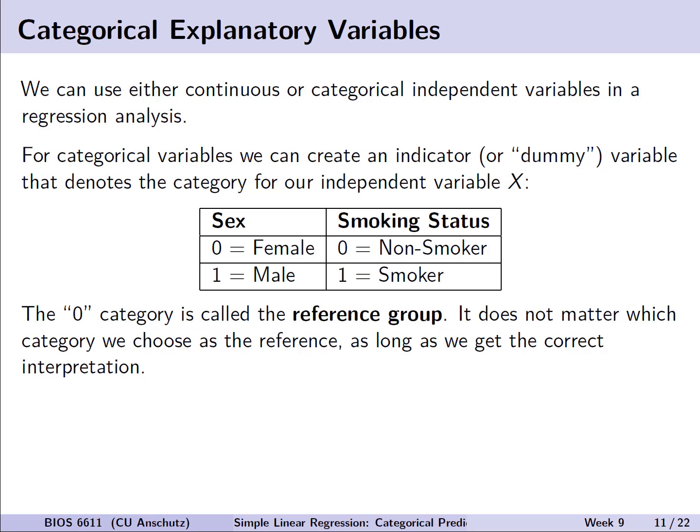And it doesn't matter which category we choose as the reference, as long as we get the correct interpretation. Or in other words, we have to be very aware of what is the reference and what's equal to 1, or any other value for multiple categorical variables. We'll circle back to this to see an example of what changes if we do reverse the coding or happen to mix them up.